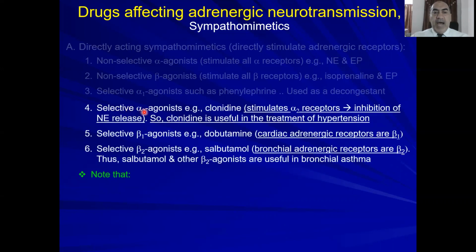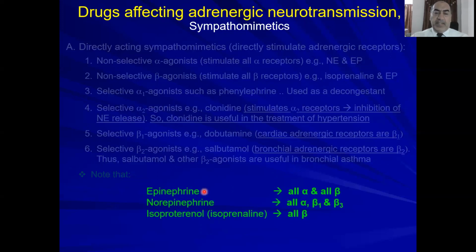Then the selective alpha-2 agonists. Please remember that alpha-2 is mainly presynaptic, and activation of alpha-2 receptors results in inhibition of norepinephrine release. That's why drugs such as clonidine are useful in the treatment of hypertension. Selective beta-1 agonists such as dobutamine. Remember, the cardiac adrenoreceptors are beta-1. Selective beta-2 agonists such as salbutamol, terbutaline, albuterol. Remember that bronchial adrenergic receptors are beta-2. Please remember these are very important fundamental facts about these receptors.